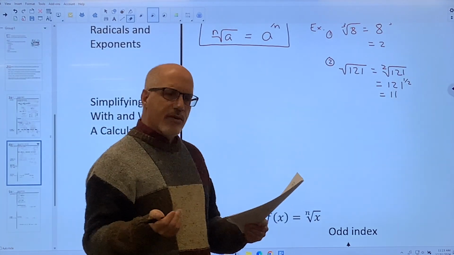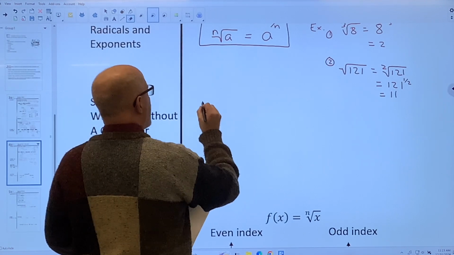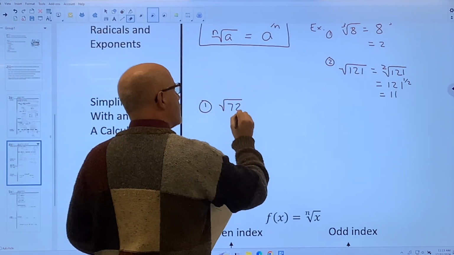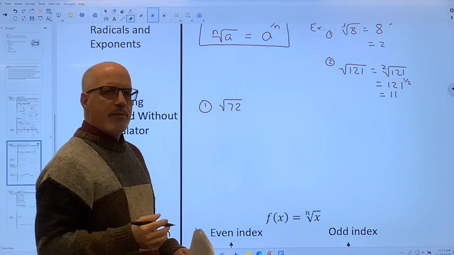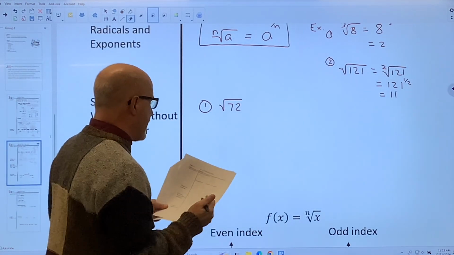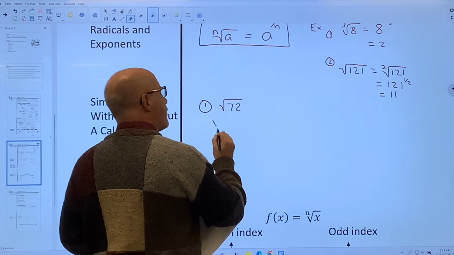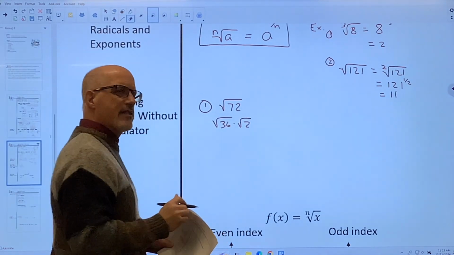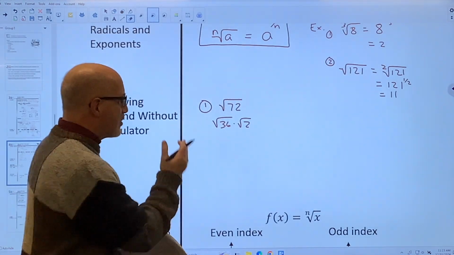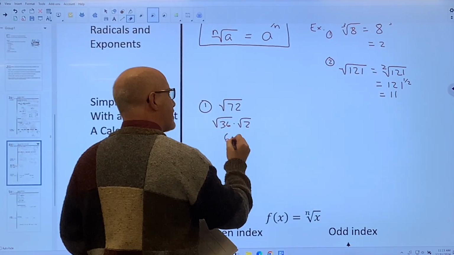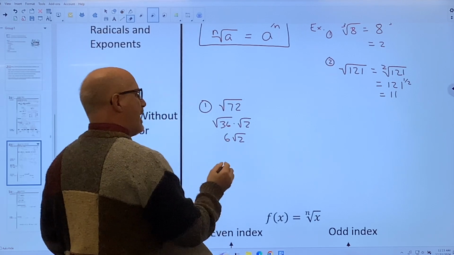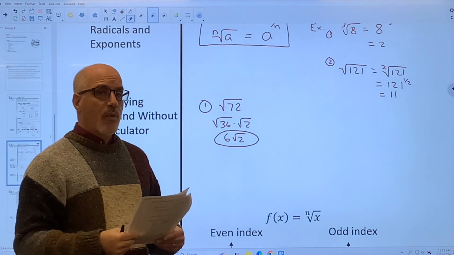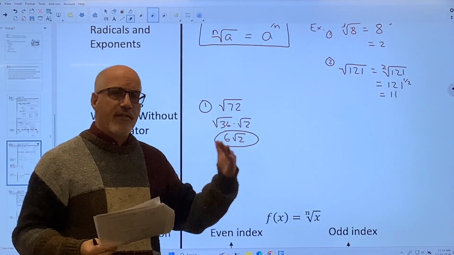All right, another basic that we want to do is how we simplify with and without a calculator. Just a reminder, your calculator rounds things. So if we want to do things exactly, like if we wanted to do the square root of 72, just a reminder, you've done these before. You want to look for a perfect square that goes into 72. Well, 36 goes into 72. So I make this square root of 36 times the square root of 2. Square root of 36 is equal to 6 times the square root of 2. And that's our final answer. This is the exact answer.